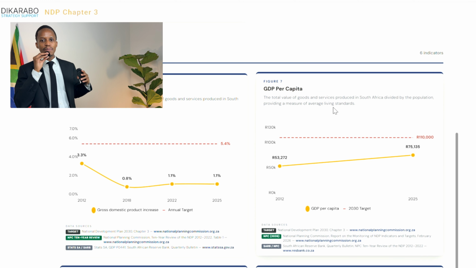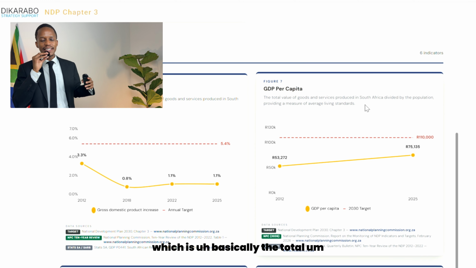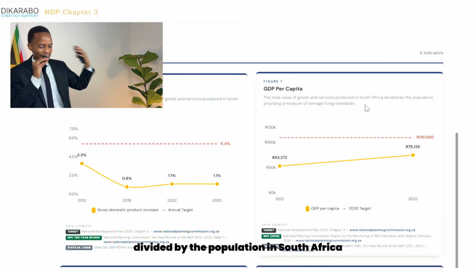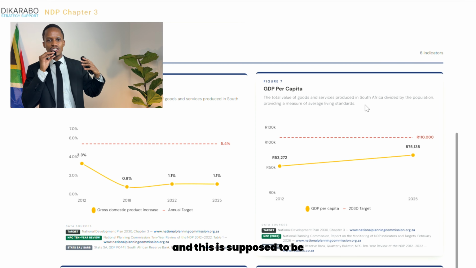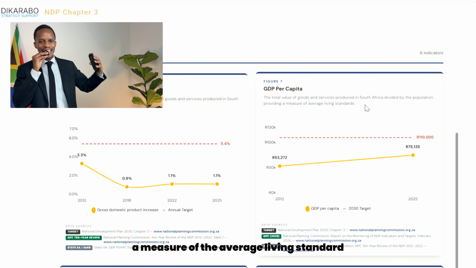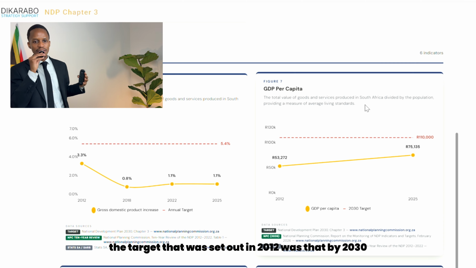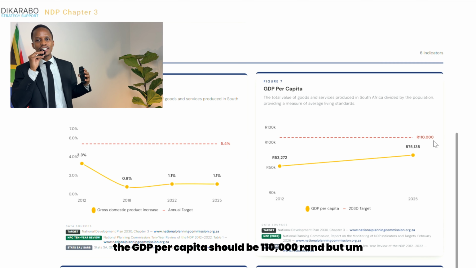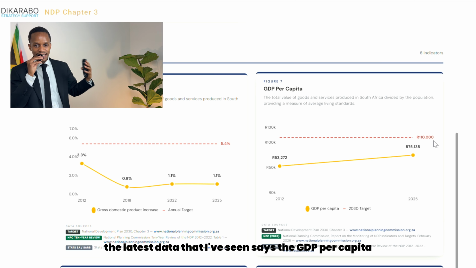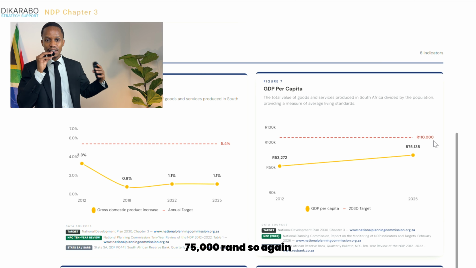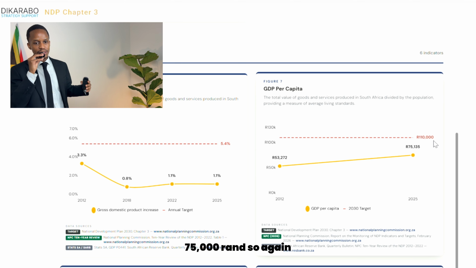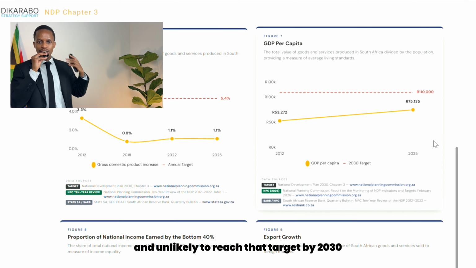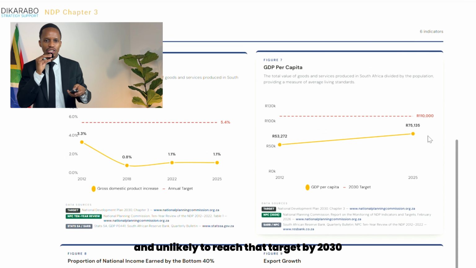And then if we look at the GDP per capita, which is basically the total value of goods and services produced in South Africa divided by the population in South Africa, this is supposed to be a measure of the average living standard in the country. The target that was set out in 2012 was that by 2030, the GDP per capita should be 110,000 Rand. But the latest data that I've seen says the GDP per capita is 75,000 Rand. So again, far below the targeted GDP per capita and unlikely to reach that target by 2030.